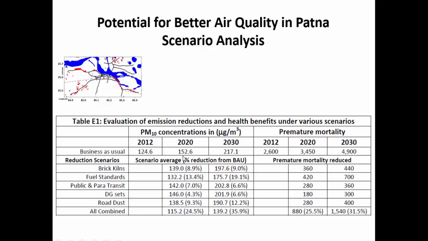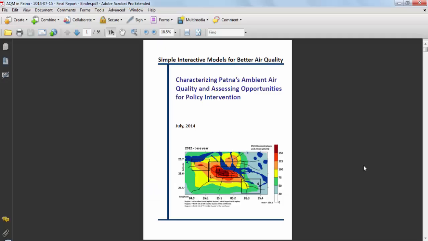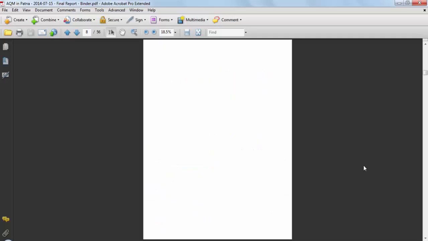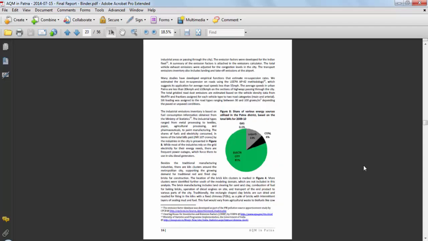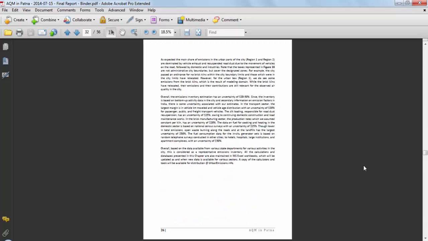If all these interventions are actually introduced by 2030, we could expect a 30% drop in the total concentrations and a 30% drop in the total health impacts as well. The full report is available on the website, where more details on the inventory, the meteorology, and the results are explained in detail.